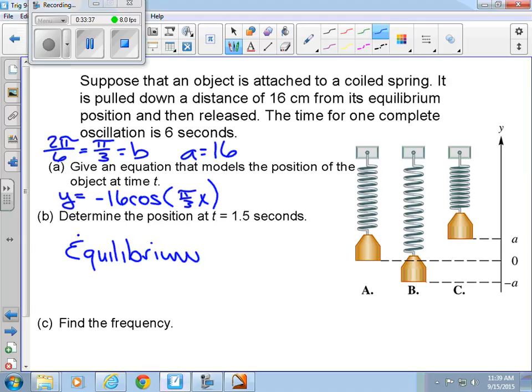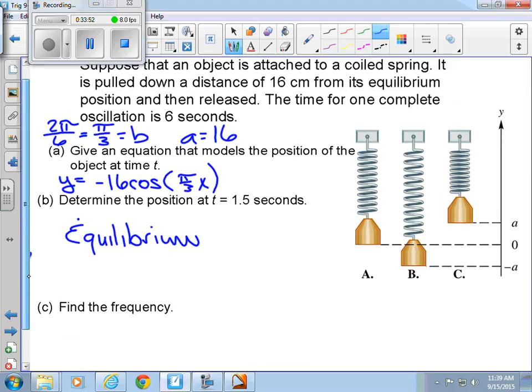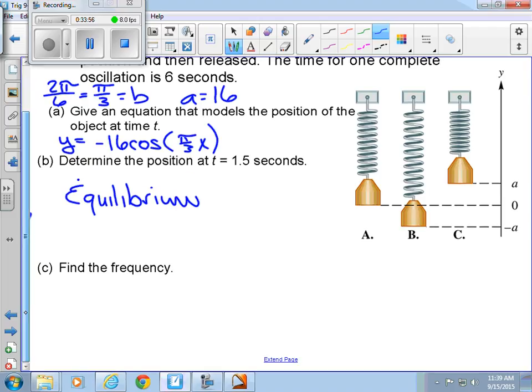Find the frequency. If the period is 6 seconds, then the frequency is 1/6. And just for fun, what would the units be on that? Oscillation per 6 seconds. Good. Oscillations per second. So there's one oscillation in 6 seconds. Any questions about that?